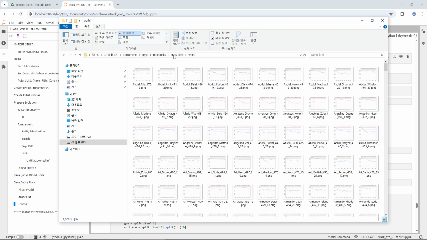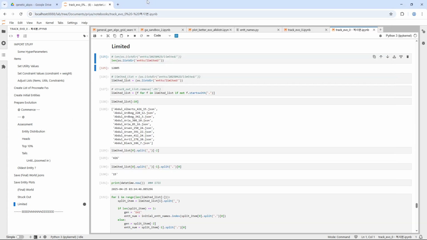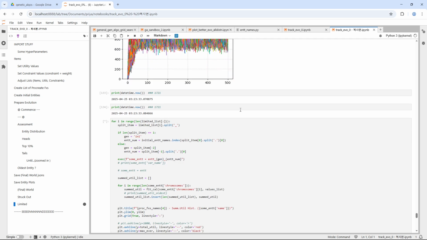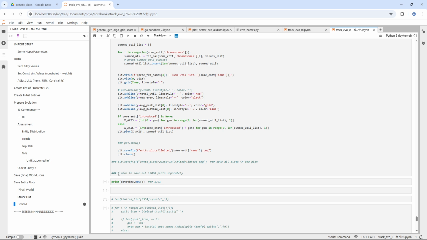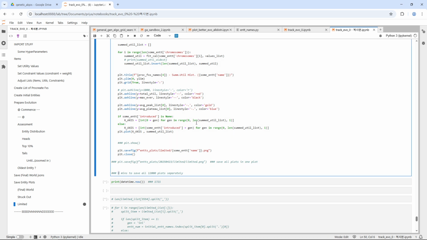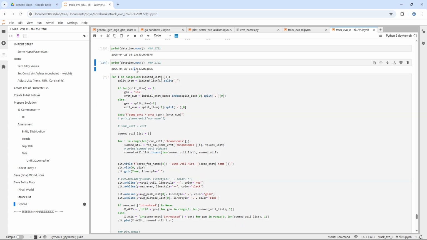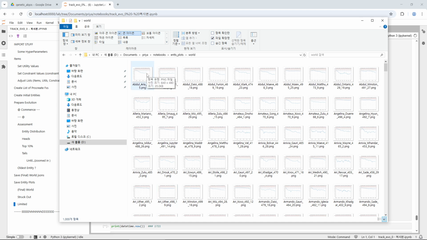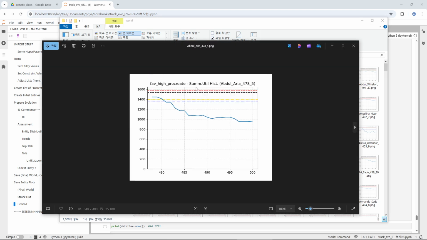Let's go to world. We can have a look at this for now. Let's see, limited. When did this start? 3:23. It took 9 minutes on my MacBook, so it should take about 27 minutes. Now the time is 3:43. Oh, I still have 22 minutes. I wonder if I can actually fill that time. So anyway, let's have a look at these.